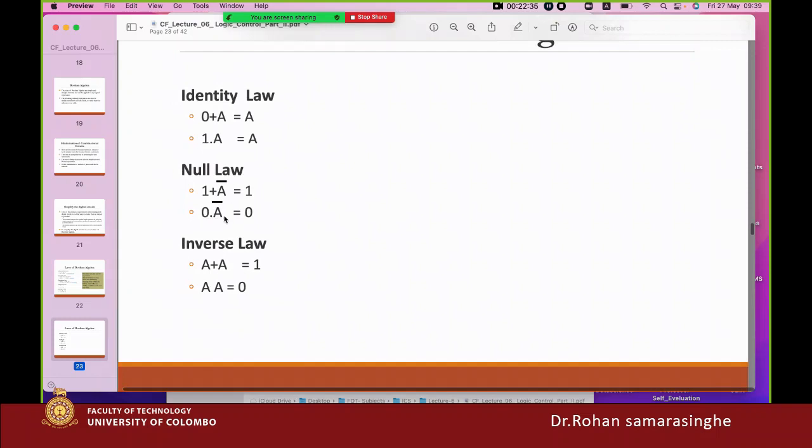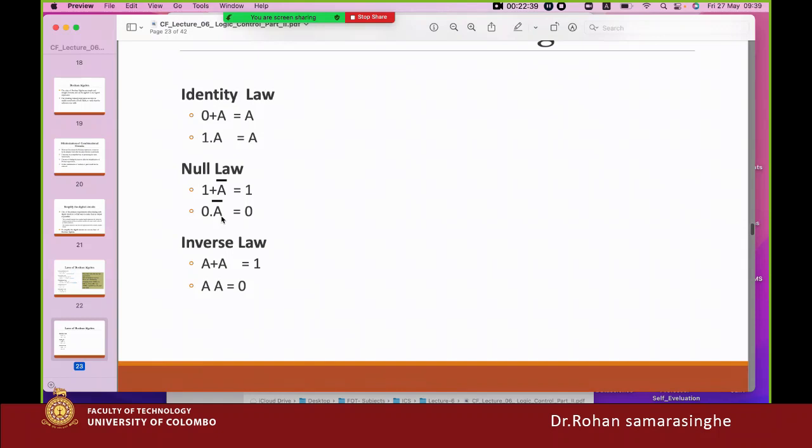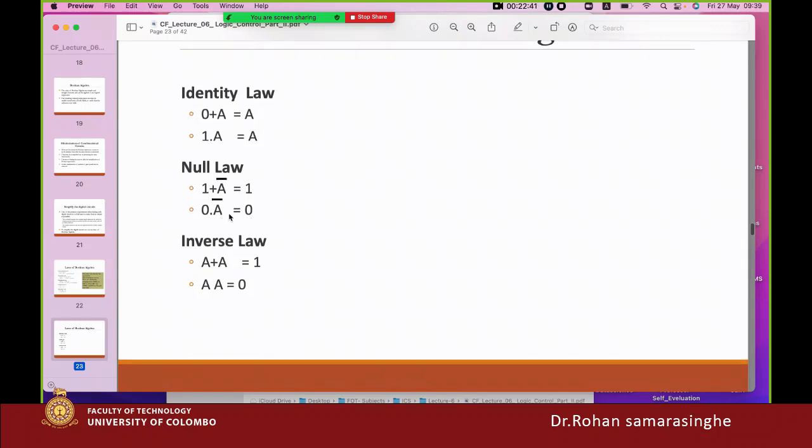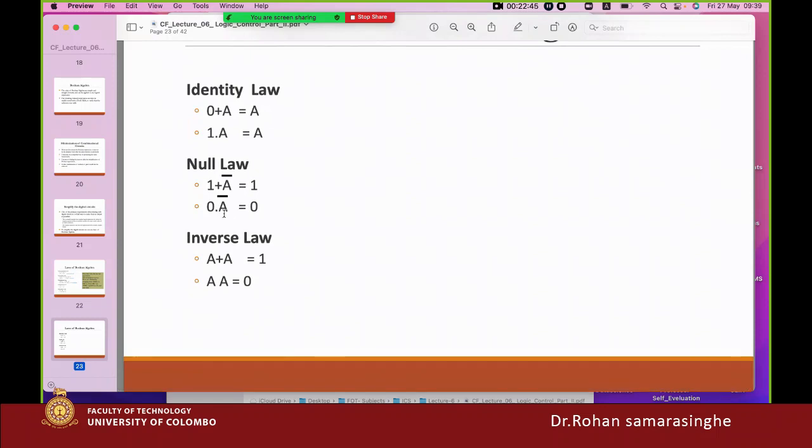A dot A bar means 0. If this value is 0, that is 0. If this value is 1, that is also 0, because A dot 0 is 0. AND gate, if one input is 0, the output is 0. Inverse value, A plus A bar means 1, A dot A bar means 0.